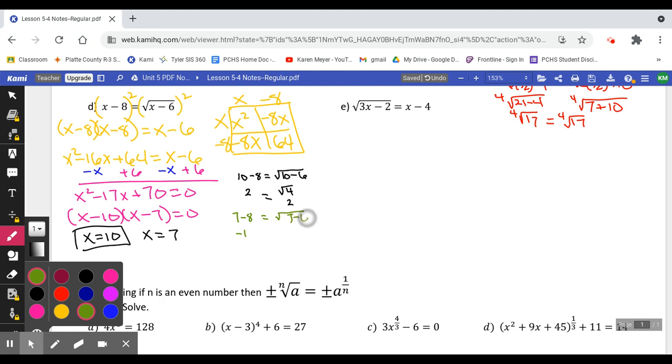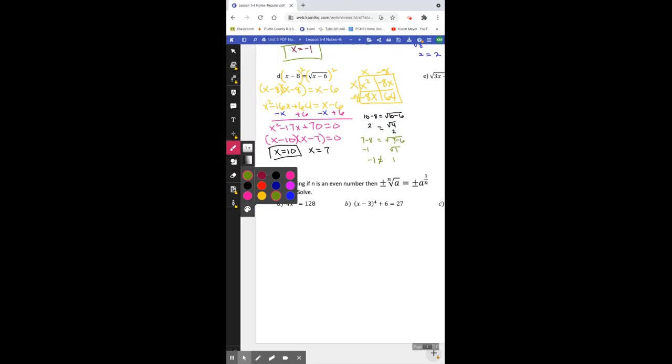Square root of 7 minus 6 is 1, and the square root of 1 is 1. Oh, but hey, here we got a problem. Negative 1 does not equal positive 1.